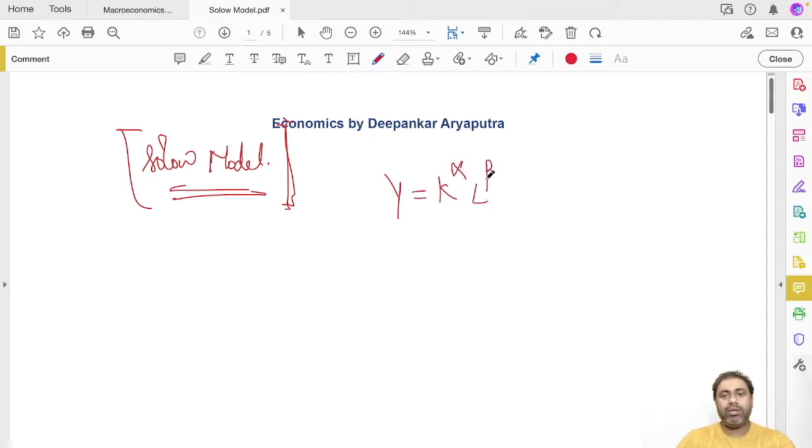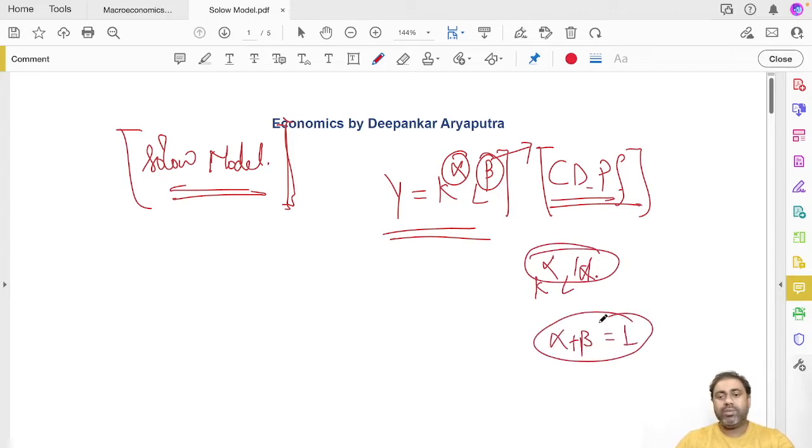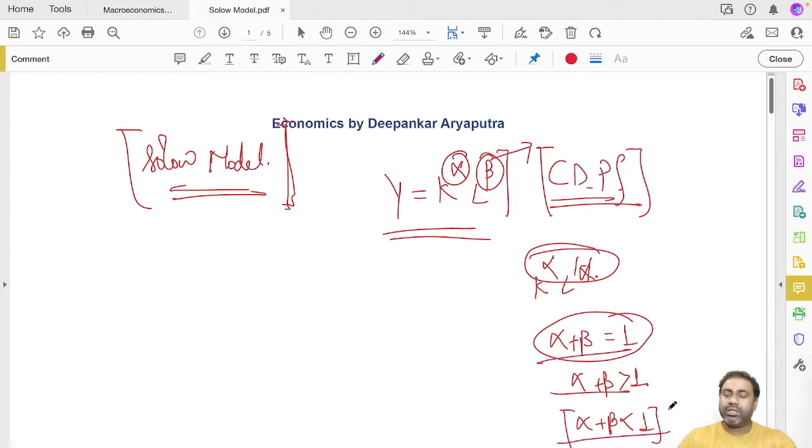And if you don't know about the properties of the Cobb-Douglas production function, then you must understand the different variables and the important relationships, like when K is to the power alpha and L is to the power 1 minus alpha. What does this signify? If alpha plus beta is equal to 1, what does this mean? If alpha plus beta is greater than 1, what does this mean? If alpha plus beta is less than 1, what does this mean? All three have different interpretations, and we'll deal with this topic separately.